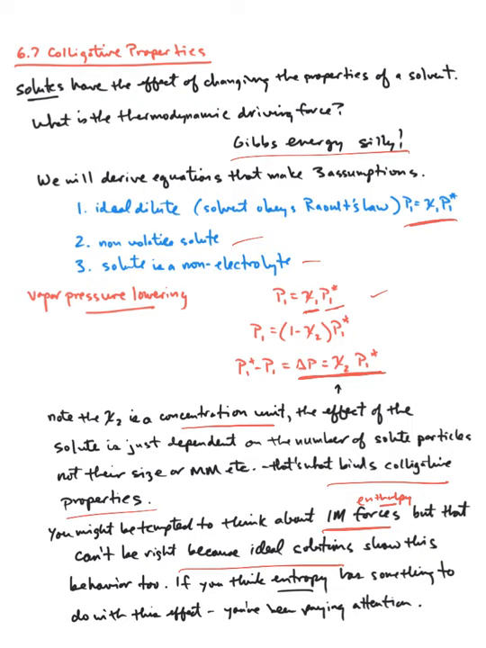Really, that has to do with binding. Vapor pressure lowering can't be dependent on enthalpy. And as I say here, if you think entropy has something to do with it, well, then you've been paying attention. Because we know that if Gibbs energy is the driving force and enthalpy is not the reason, it's got to be entropy.